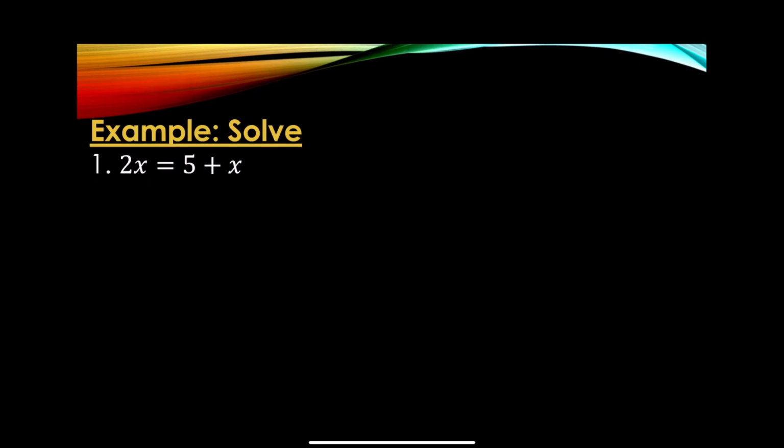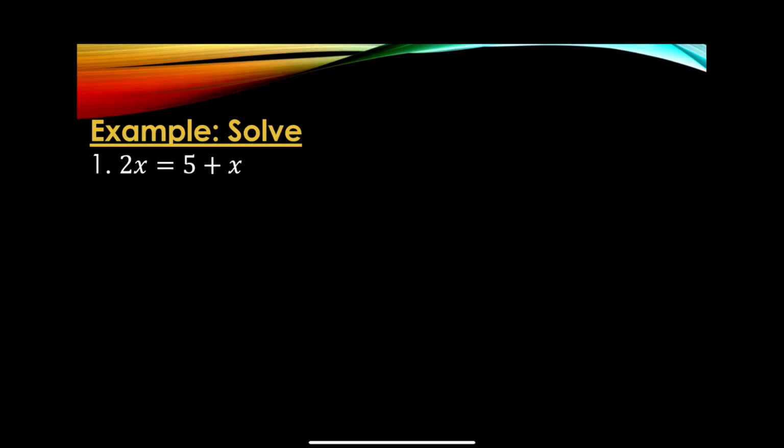We'll start with the first example. We have a linear equation: 2x equals 5 plus x. In order to solve any linear equation, we need to group all the x's along with their coefficients to the left side and all the constants without any variables to the right side.